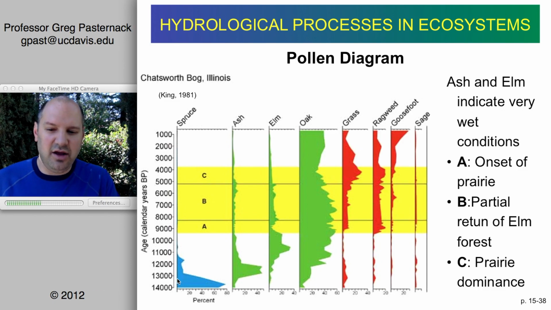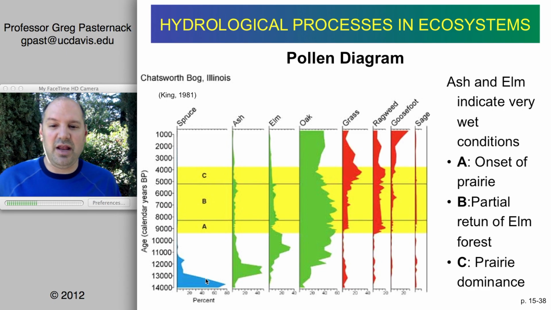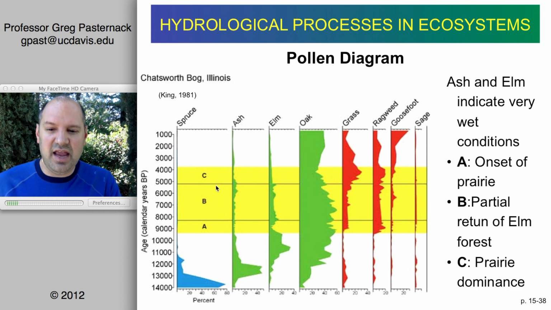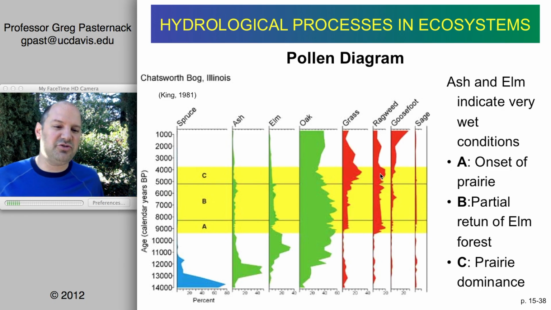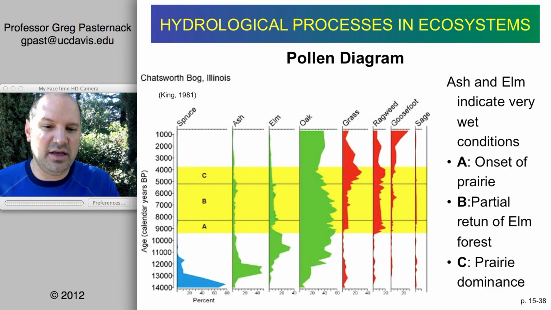And you can see that historically, 14,000 years ago, this was a spruce-dominated forest. It transitioned to ash and elm, and then oak emerged. But then also, beginning in the areas shown in yellow here, we see the onset of grass and then it coming to the fore. And so we see a transition into a prairie dominance also with some oak present.